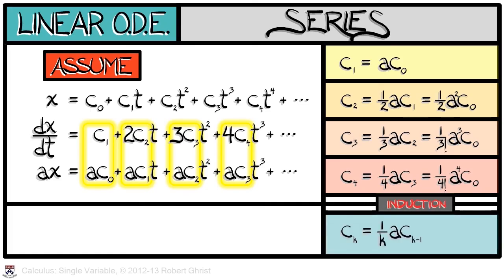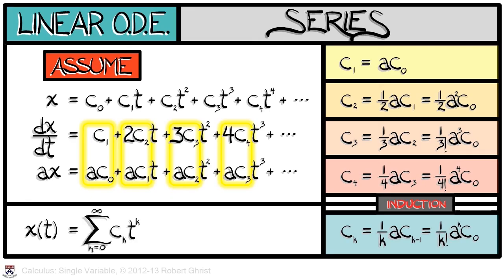That pattern, through the method of induction, can show that c sub k is 1 over k times a times c sub k minus 1. That is 1 over k factorial a to the k times c naught.